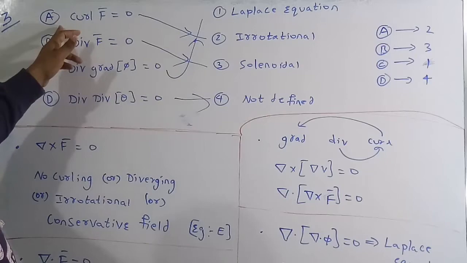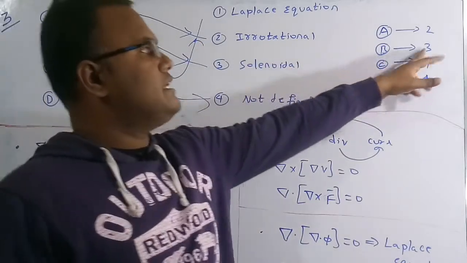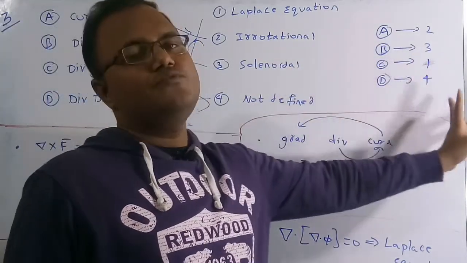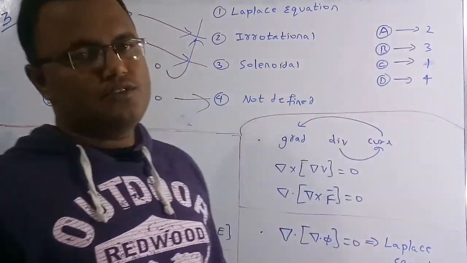Therefore A goes to 2, B goes to 3, C goes to 1, and D goes to 4. This is the correct solution of this question.